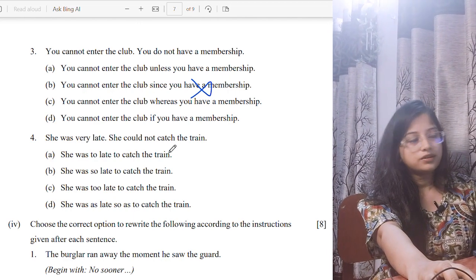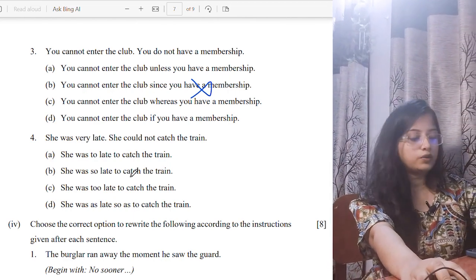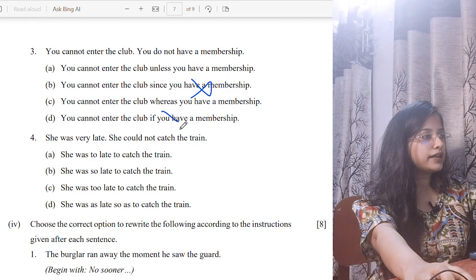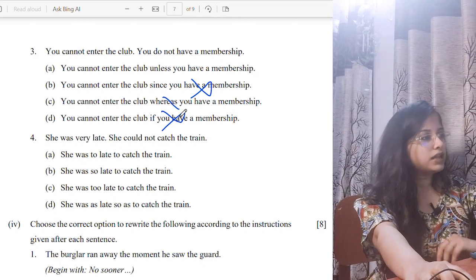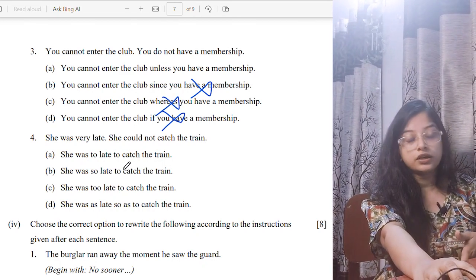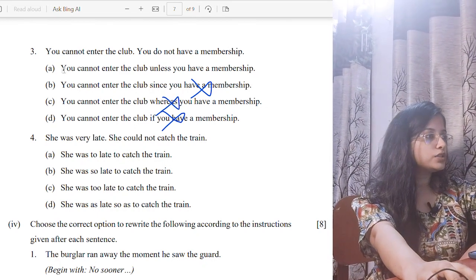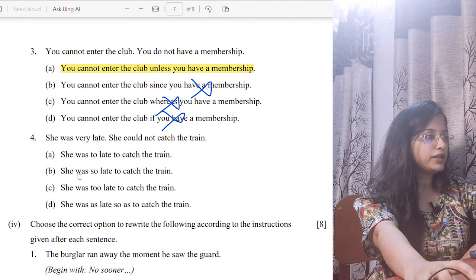What is this sentence? Even if you have the membership, you are not allowed. This is not possible. You cannot enter the club if you have membership. Same kind, incorrect. You cannot enter the club, whereas is not a correct conjunction over here. So the only correct answer is option number A.